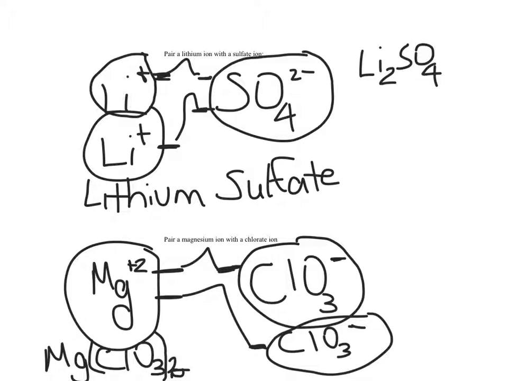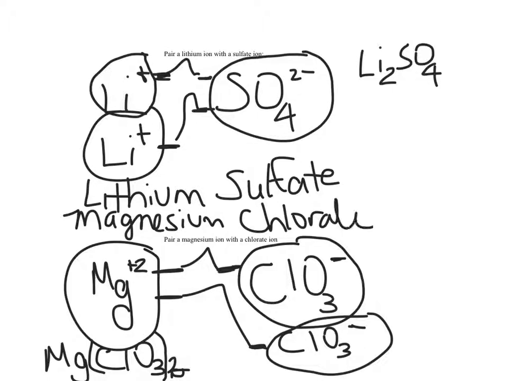Now how do we name this? Again, just like before, we don't change the name of the metal. So we have magnesium. This is a polyatomic ion, so we don't need to change its name. We have magnesium and chlorate. Magnesium chlorate.